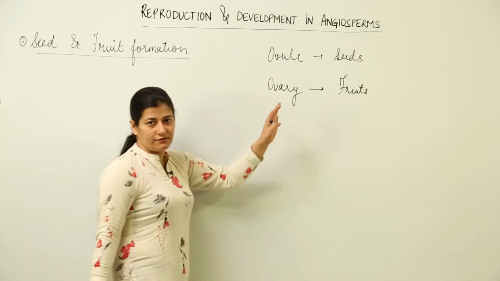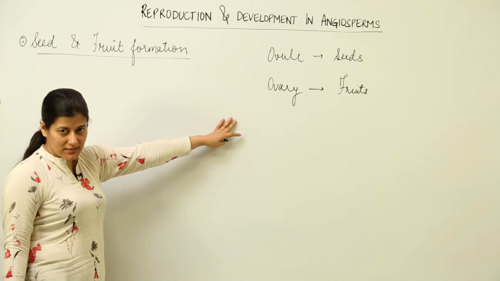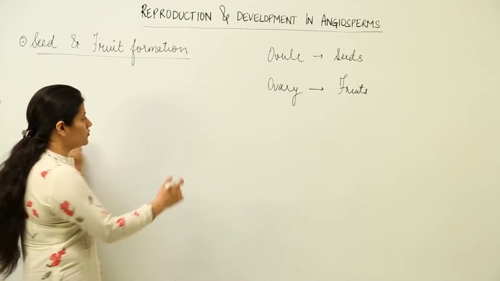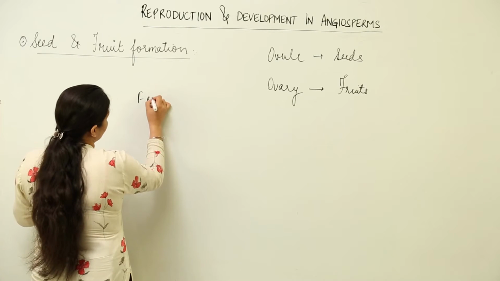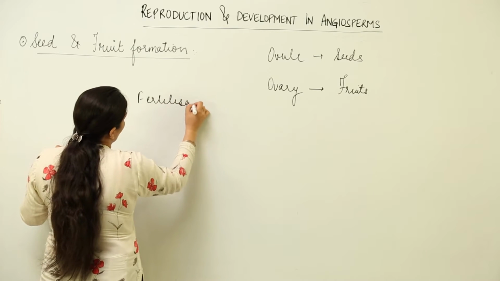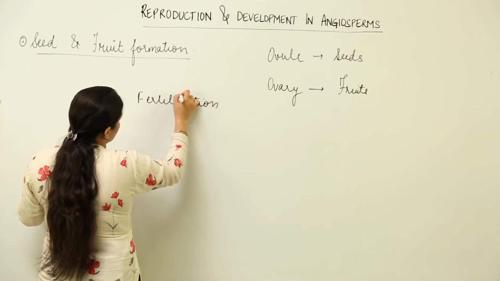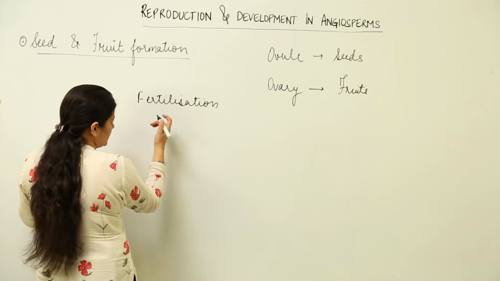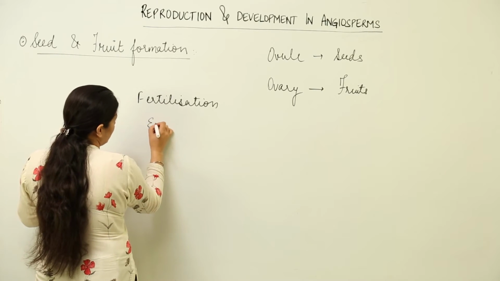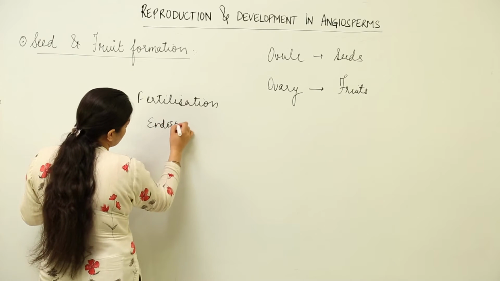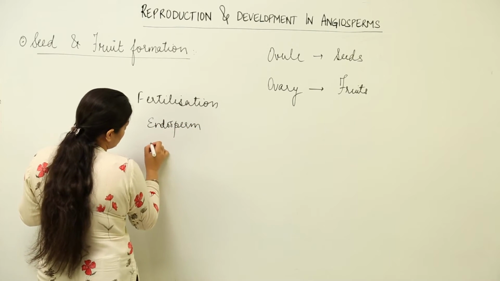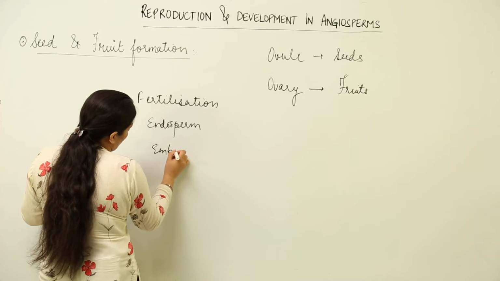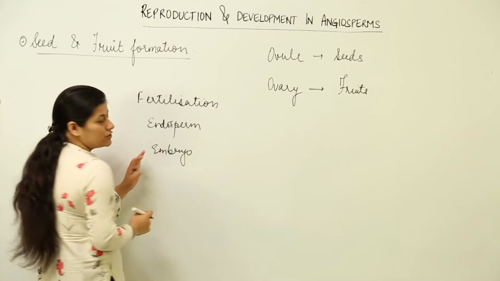Now, tracing the development of the seed from the fertilization point of view, as a result of fertilization, what we had inside the ovule was that there took place the double fertilization, which resulted in endosperm formation that gave nutrition to the zygote, which later formed the embryo. Now, all this is taking place inside the ovule.